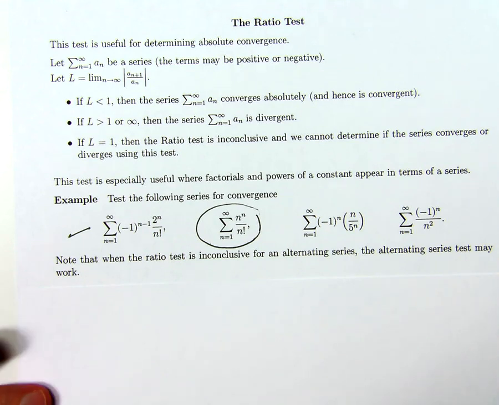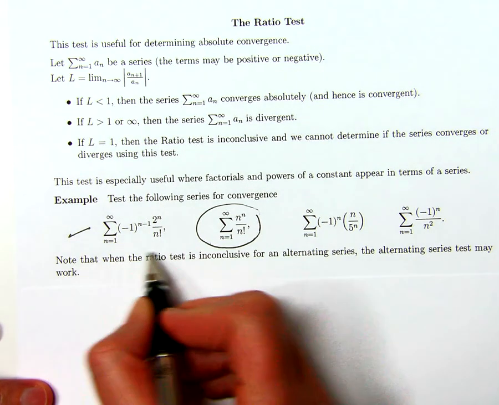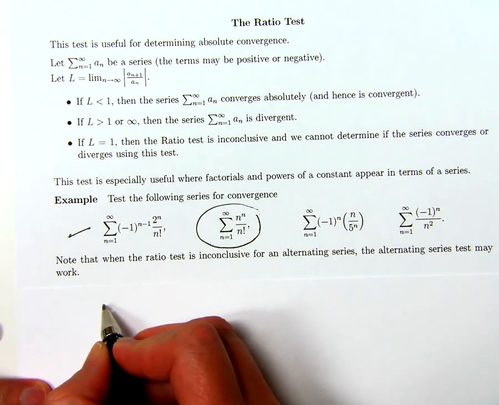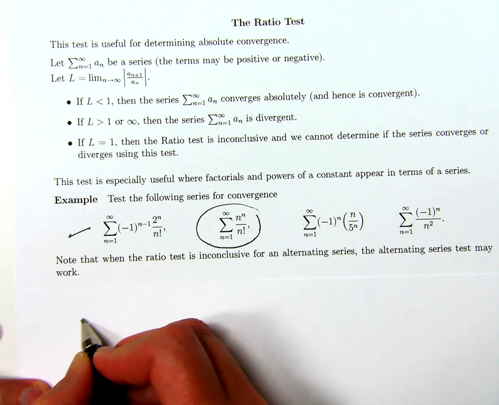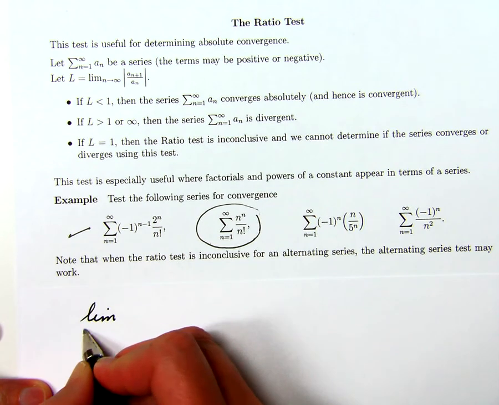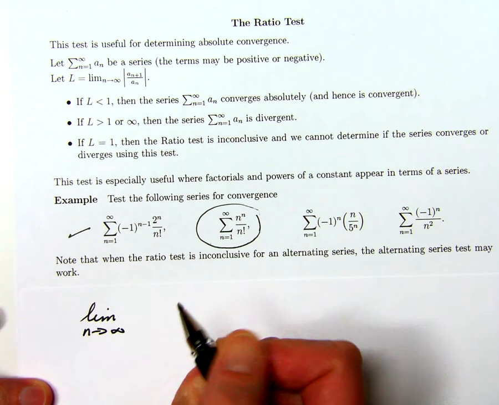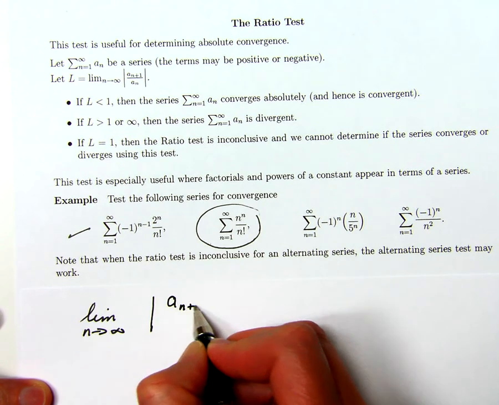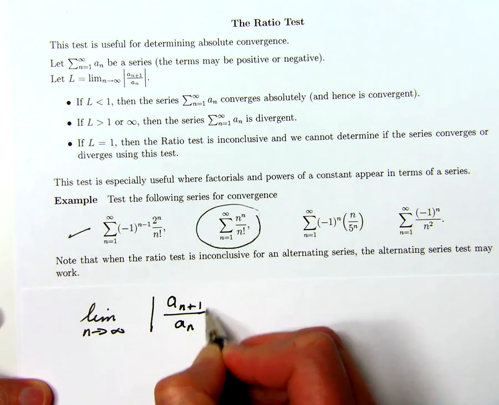Okay, we're going to do a second example of the ratio test here. So we've already done this one in the previous video, and now we're going to work on this one. So we need to calculate the limit as n goes to infinity of the absolute value of a_{n+1} over a_n.